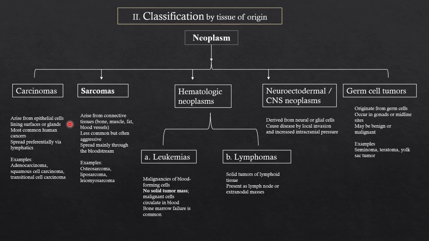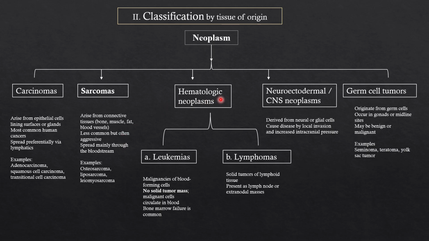So basically, adenocarcinoma is one of the examples of carcinoma, followed by the squamous cell carcinoma and the transitional cell carcinoma. There are sarcomas. Sarcomas arise from the connective tissues, for example, the bones, muscles, and the fat and the blood vessels. For example, there are the osteosarcomas, liposarcoma. Liposarcoma is the sarcoma from the fats, and osteo is from the bones. And they are less common but very aggressive, and they can spread mainly through the bloodstream.